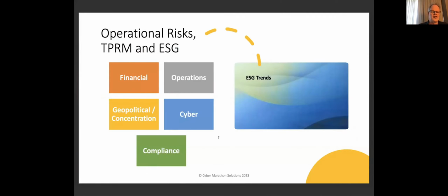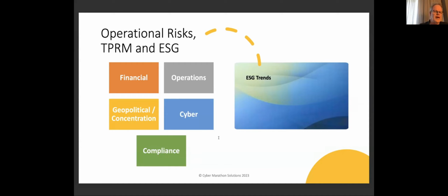So when we talk about operational risks and we talk about third-party risk management, there are a number of topics that we cover in there, a number of risks that are important to understand in third-party risk management. The first of those is financial risk. We have to know the health of our third parties financially, and we have to be aware of when a company's financial health might be declining. Operations. How is the company operating? Do they have sound operations? Are their processes well established, documented? Are they able to report on them?